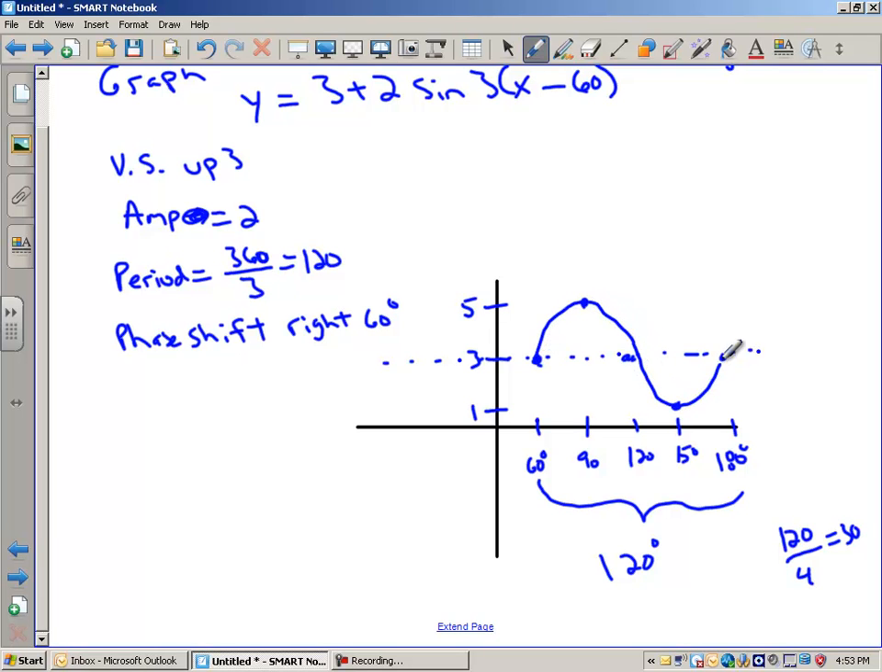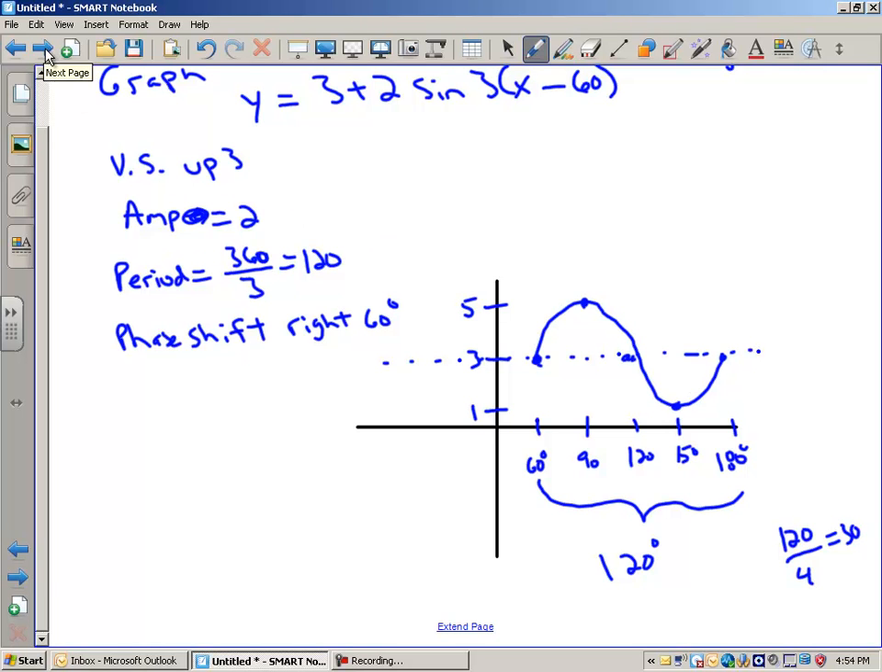Not too pretty because I didn't hit this dot, but please forgive me. So there is one picture of that graph. 3, and we went up 3, we went up and down 2 from there. We had a phase shift of right 60 degrees, so we came out here to the right, and then we did one full period from there. We broke it up into 4 pieces, and there's our graph.